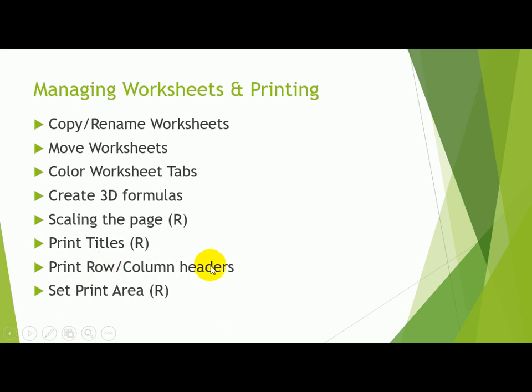And then we showed you the check marks on the Page Layout tab that would let you print the row and column headers as well as the grid lines. And then we talked about setting the print area. The one thing we did mention on there is the ability to set more than one print area in a particular worksheet.